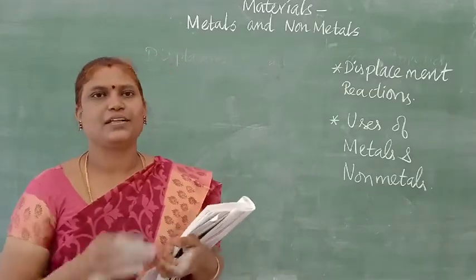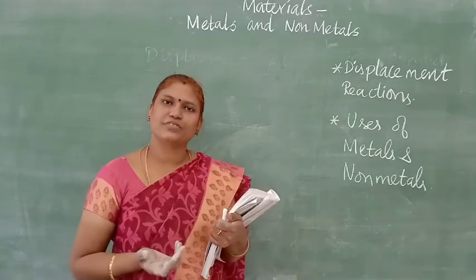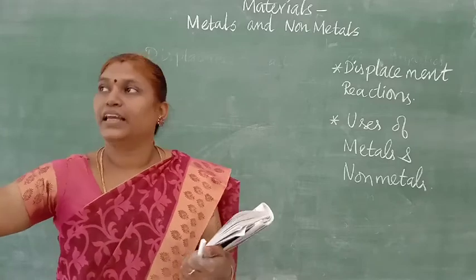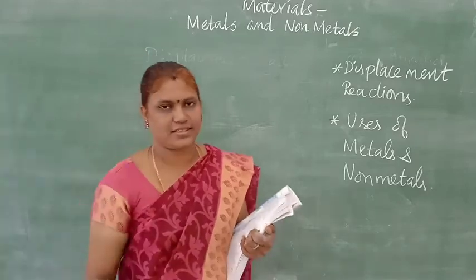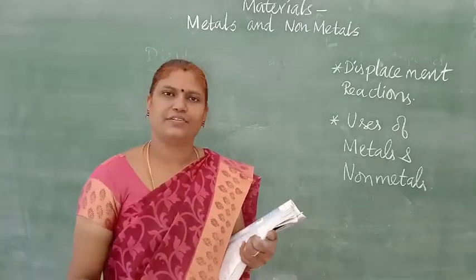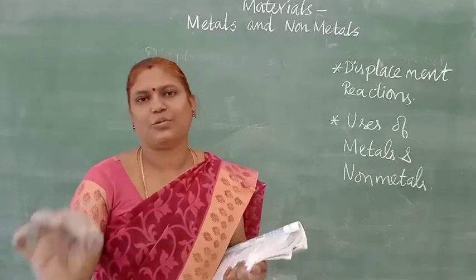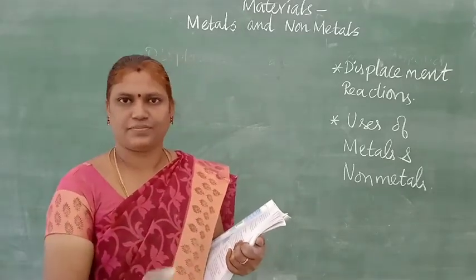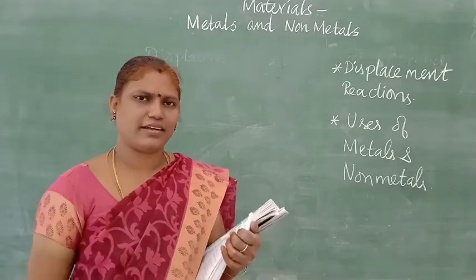Metal, for example, copper. What is the use of copper? You can think. Copper is used in electrical wires. That you can write. Copper is used as an electrical wire. Then copper is used in vessels. Two uses you can write, that's all.